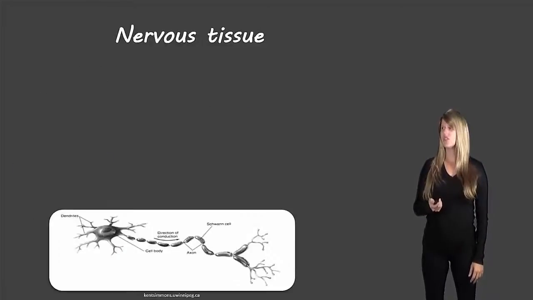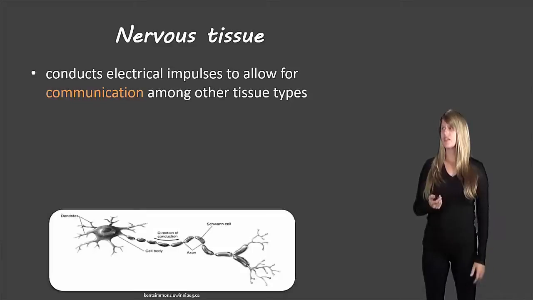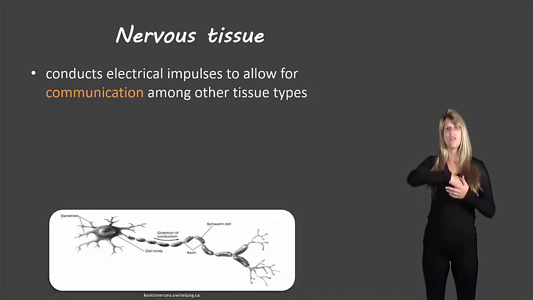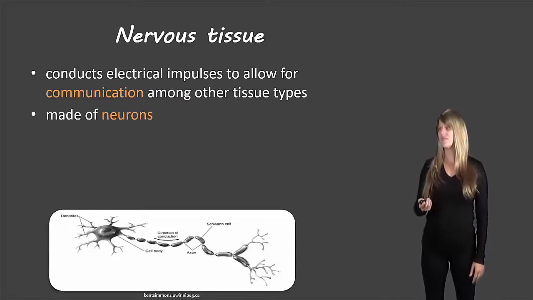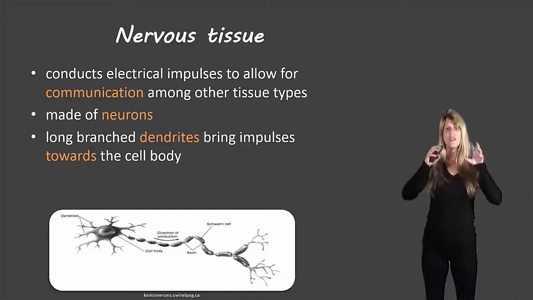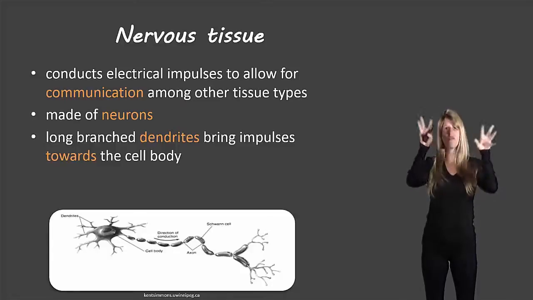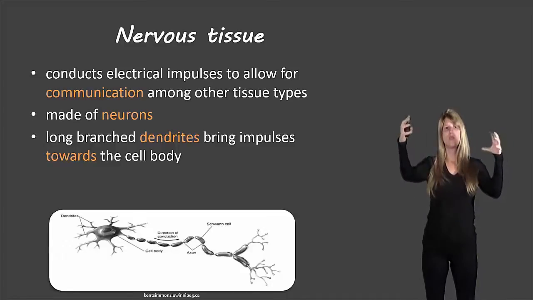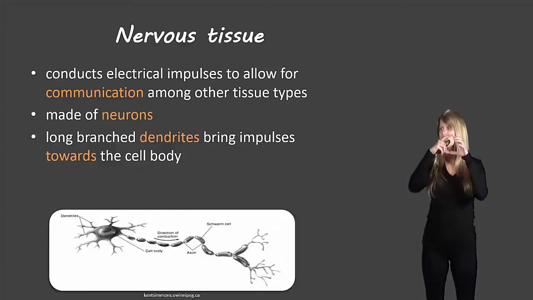So let's look at the next tissue, which is the nervous tissue. It conducts electrical impulses to allow for communication among the different tissue types within organs, and you can have nerve cells that are connected to other nerve cells and so on across the whole body. It's made up of special cells called neurons, and neurons are made up of almost 3 different parts. There are the dendrites, which are these branched out sort of fingers that come out of the cell. Those all branch out and are attached to the central part of the cell, so the almost sort of round part in that picture, which is called the cell body.